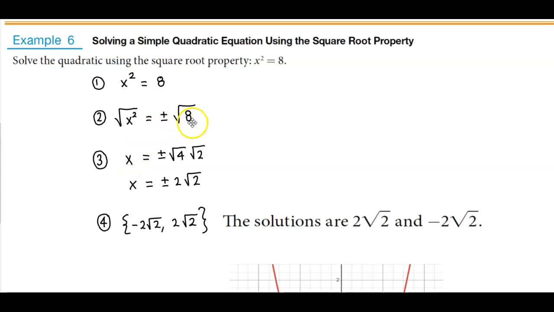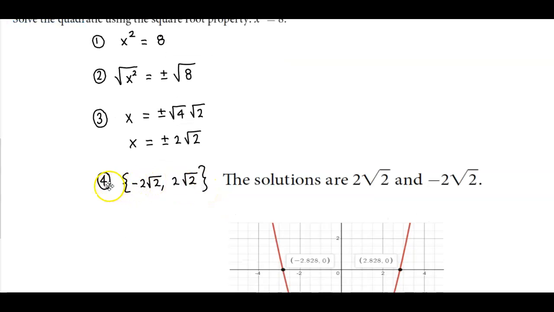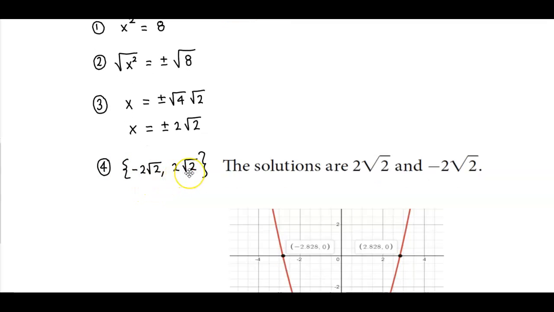Well, it's not a perfect square, so we need to factor out a perfect square, keeping the plus or minus sign. Well, the perfect square is the square root of 4 times the square root of 2. So now, what do we have to square to get 4? It's 2. So x is going to equal plus or minus 2 times the square root of 2. And therefore, our solutions are negative 2 times the square root of 2, positive 2 times the square root of 2.